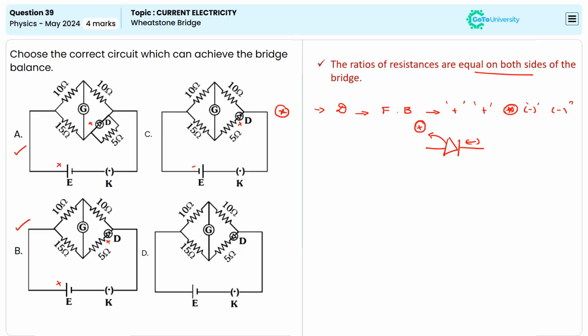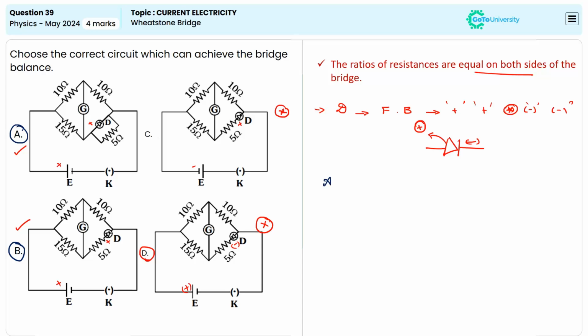Let us check option D. In option D, the negative side of the diode is connected with the positive side of the battery. So here also it is under the reverse bias condition, so it will not be balanced. So now we have only option A and option B.